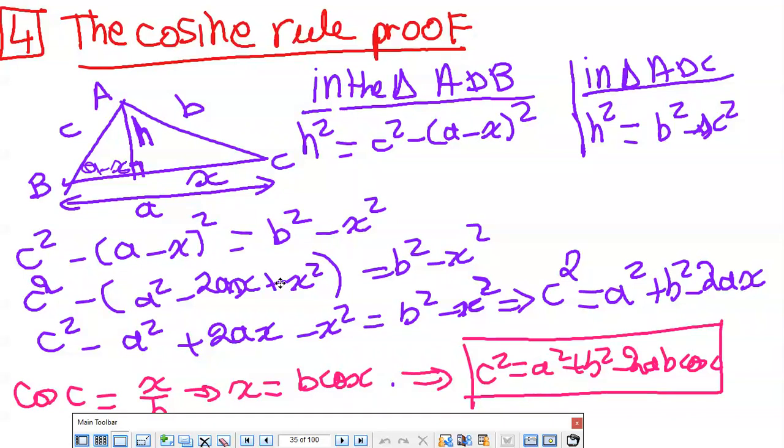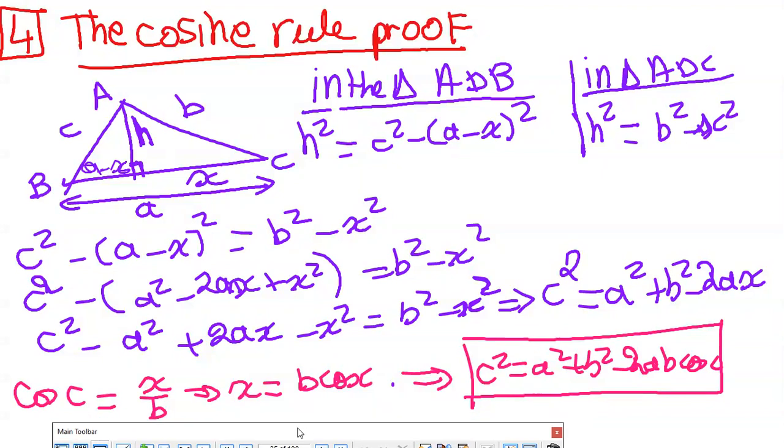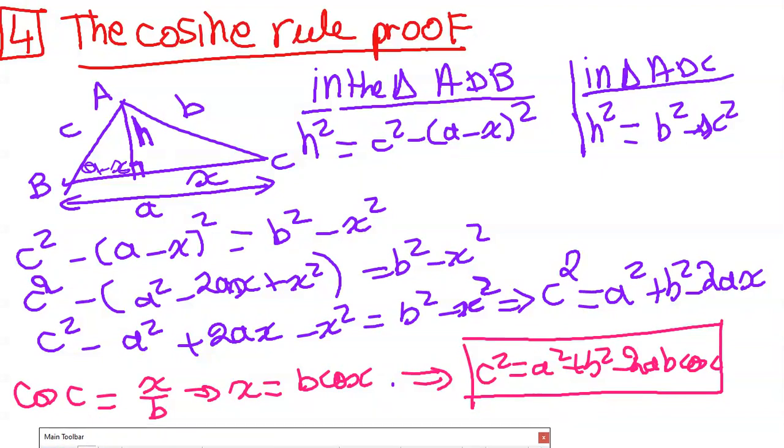So now we are in part 4, the cosine rule proof in this lesson, and we also call it the law of cosines. Before giving you the formula, I would like to tell you how we got the formula. It's very important to know how we got it, and then we will memorize it later on. First, if you have any triangle, we know that we can use Pythagoras just in a right triangle.